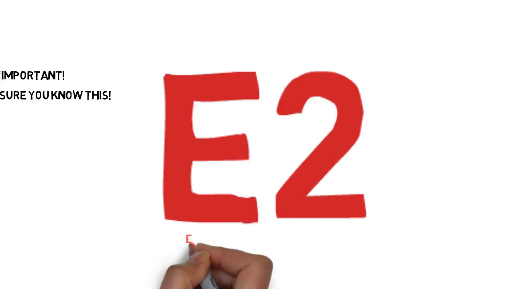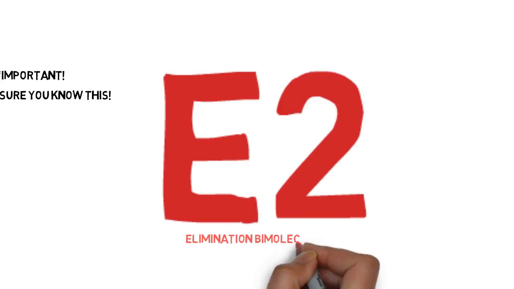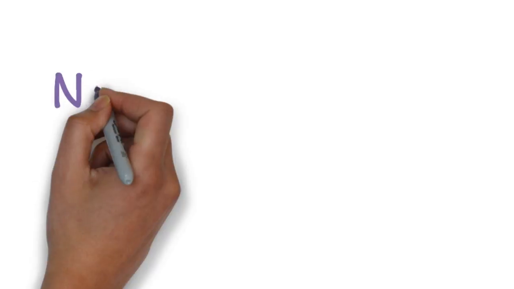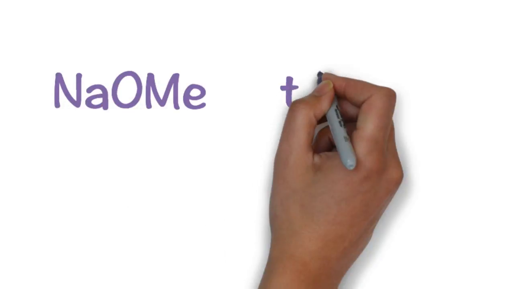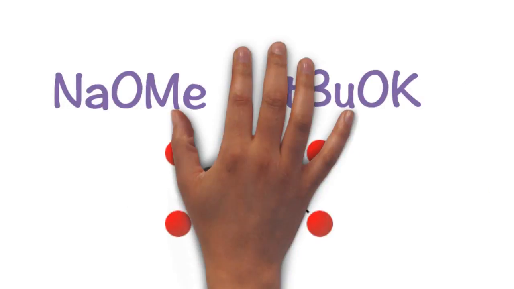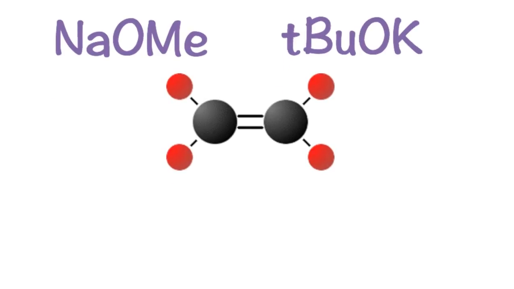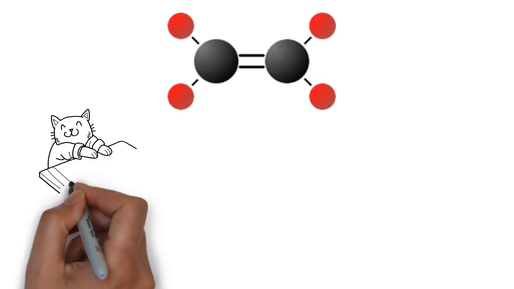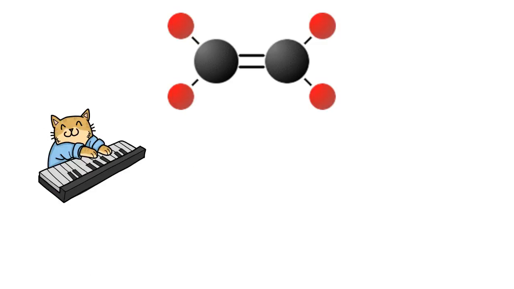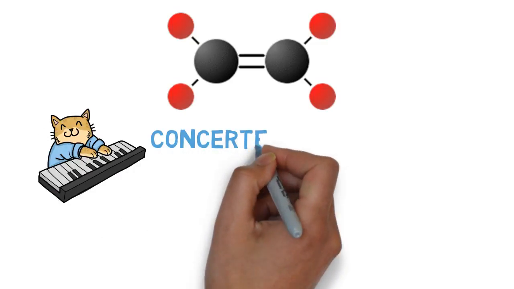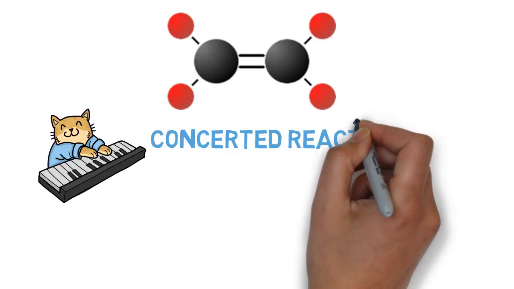Now, let's move on to E2 reactions. In E2 reactions, what essentially happens is that a strong base like sodium methoxide or potassium tert-butoxide binds to a beta hydrogen and causes a double bond to form, which then results in a leaving group leaving. This process is a concerted reaction, meaning that everything happens in a single step.